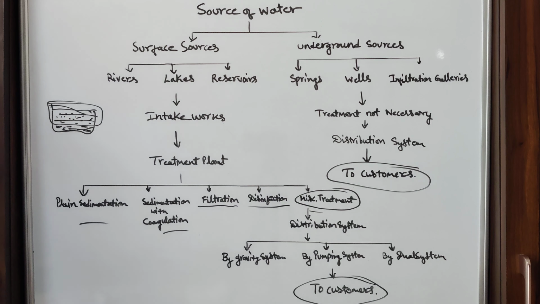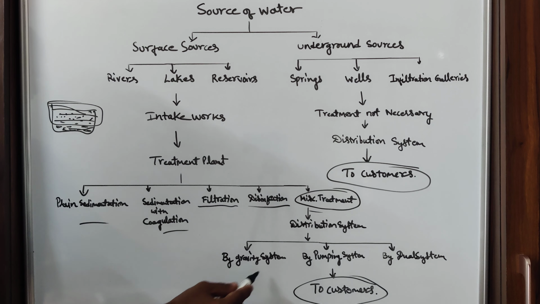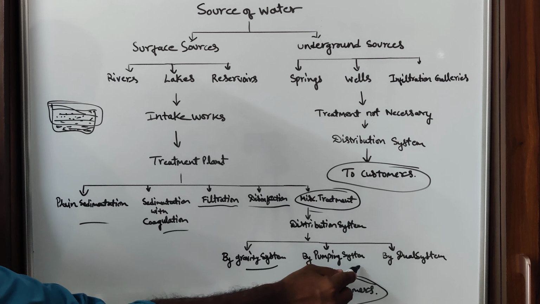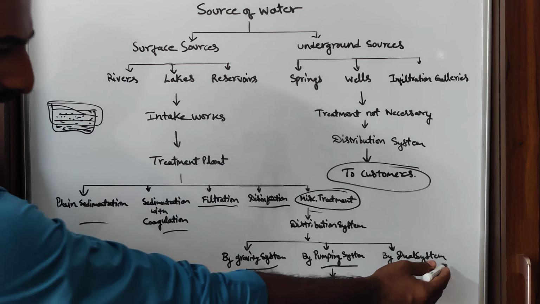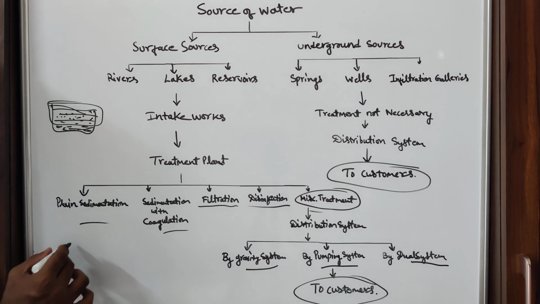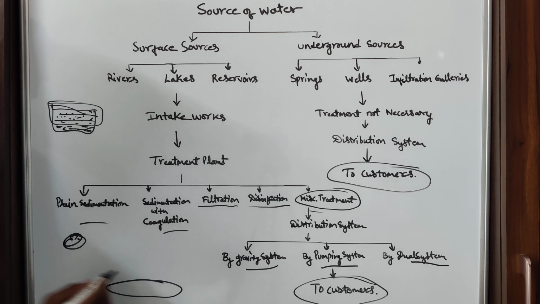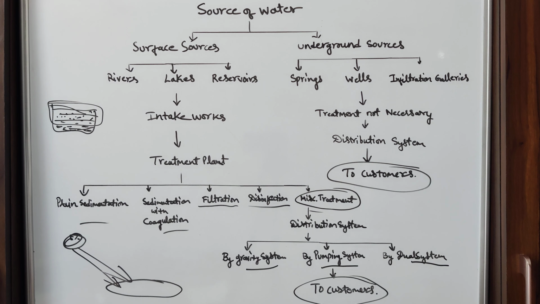Customers are the end users. Even though the water is treated and sent to the reservoir, we can distribute it in three different ways. The first one is the gravity system, the second one is the pumping system, and the last one is the dual or combined system. The gravity system is used when the reservoir is at a higher elevation and the area to be served is a lower lying area.